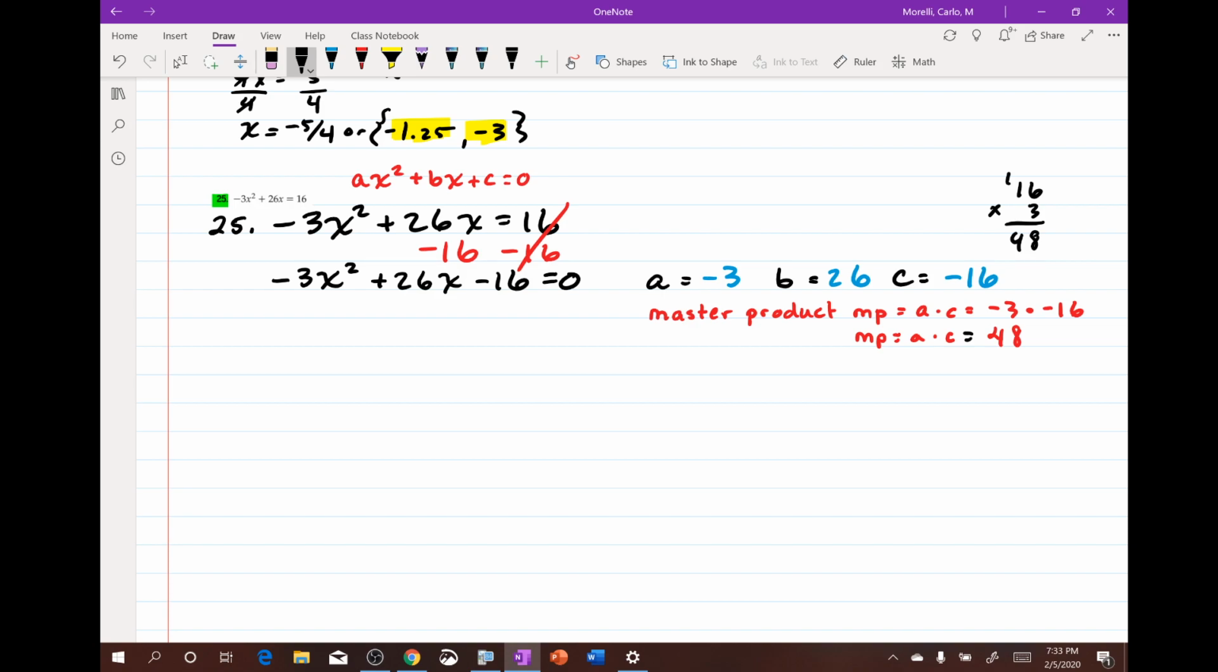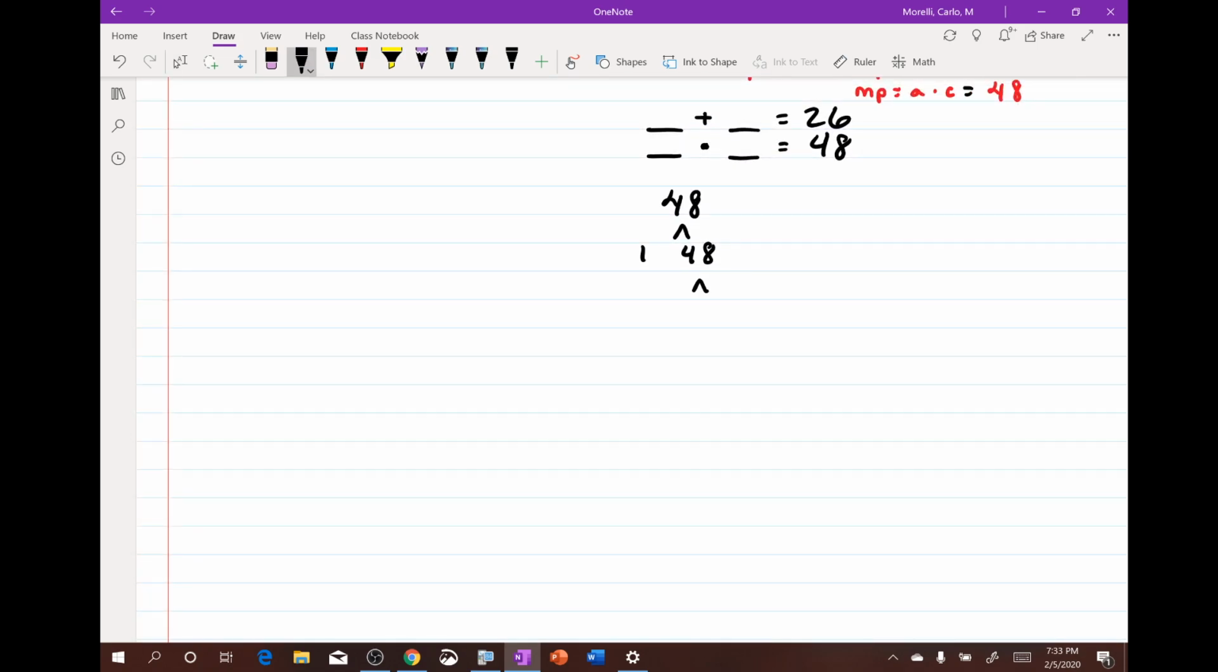So what I'm looking for are two numbers that add to equal B, which is the middle term, 26. And those same two numbers need to multiply to equal the master product, which is 48. I strongly recommend that you follow this procedure of breaking down the number using the factor tree, because you won't ever go wrong doing this. So let's list all the different factors: 1 and 48, 2 and 24, 4 and 12, 8 and 6, 16 and 3.